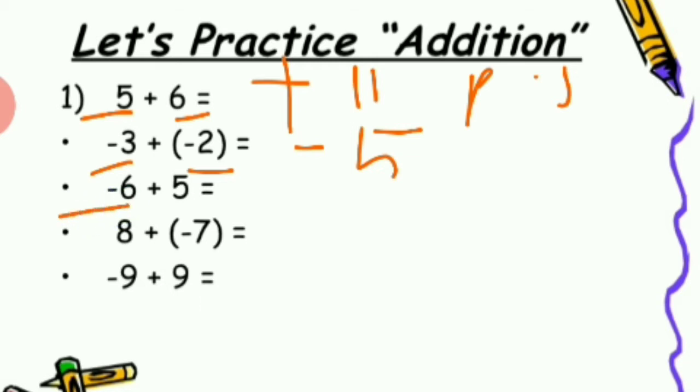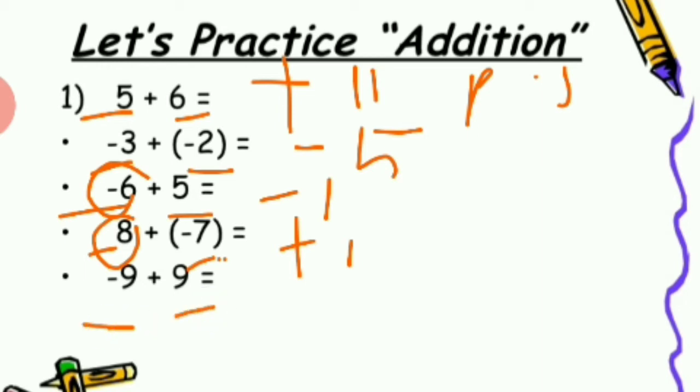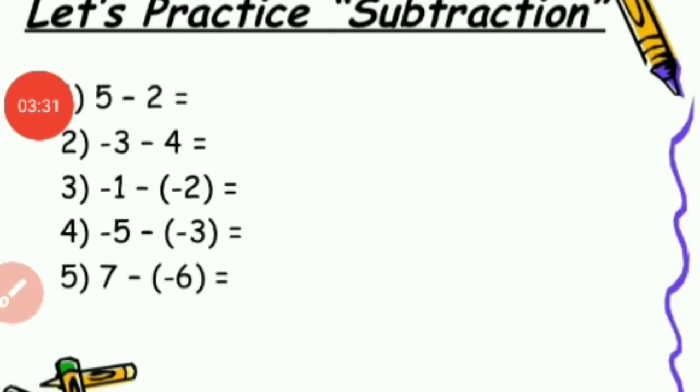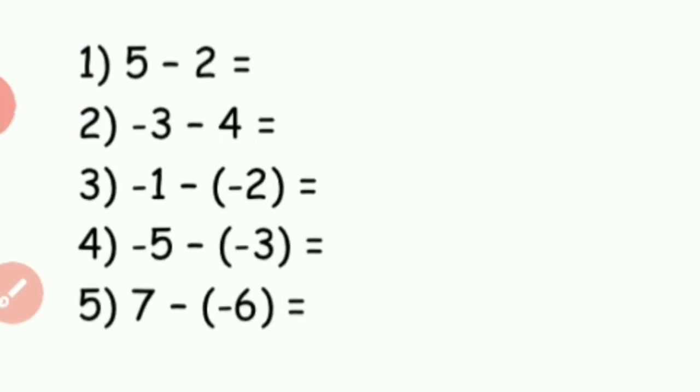And here minus 6 and plus 5. Here the negative value is more than the positive value, so the answer is minus 1. Here plus 8 minus 7, from 8 if you subtract 7, we will get plus 1. Here the positive value is more than the negative value. The last one, minus 9 plus 9: when negative and positive are both the same, the answer is 0. So when we have these problems, let us see how to do them.